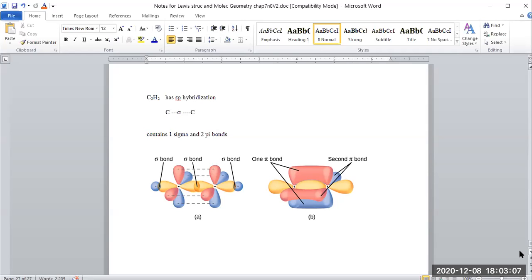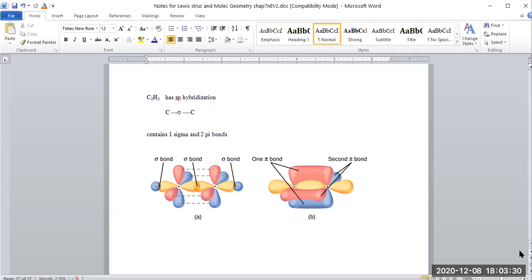If you have a triple bond, that molecule only has 2 hydrogens, but it also has 2 carbons, so it has that triple bond in the middle. One of them is a sigma, because you always have to have the sigma, otherwise your molecule falls apart. But it has 2 pi bonds.